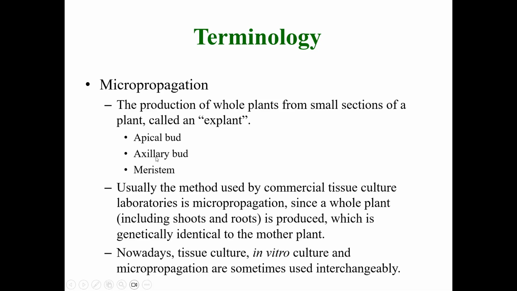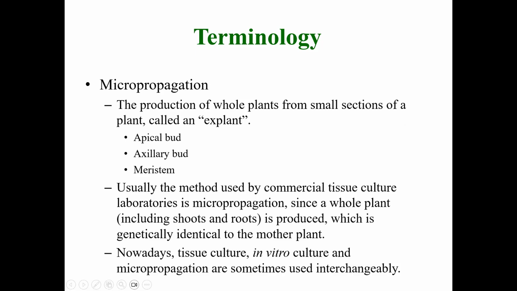dividing cells. In any eukaryotic organism, all cells are not dividing at the same time. So, for example, a root tip, shoot tip, or a bud contains meristematic tissue, meristem. So you can target the meristem, which has high potential to divide on the nutrient media. Usually, the method used by commercial tissue culture laboratories is micropropagation.